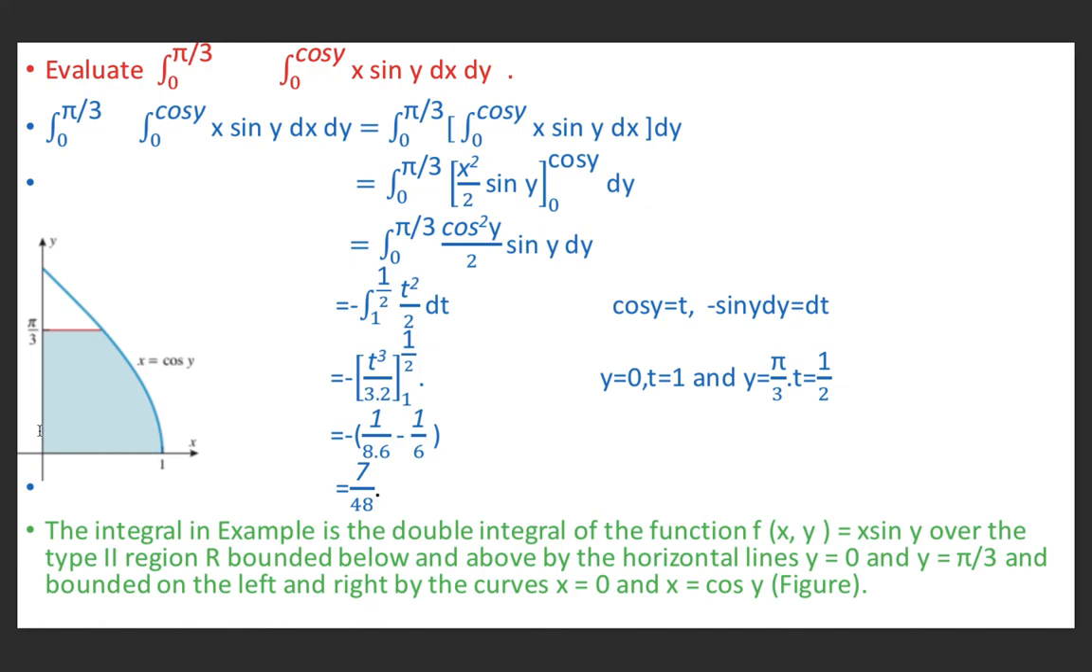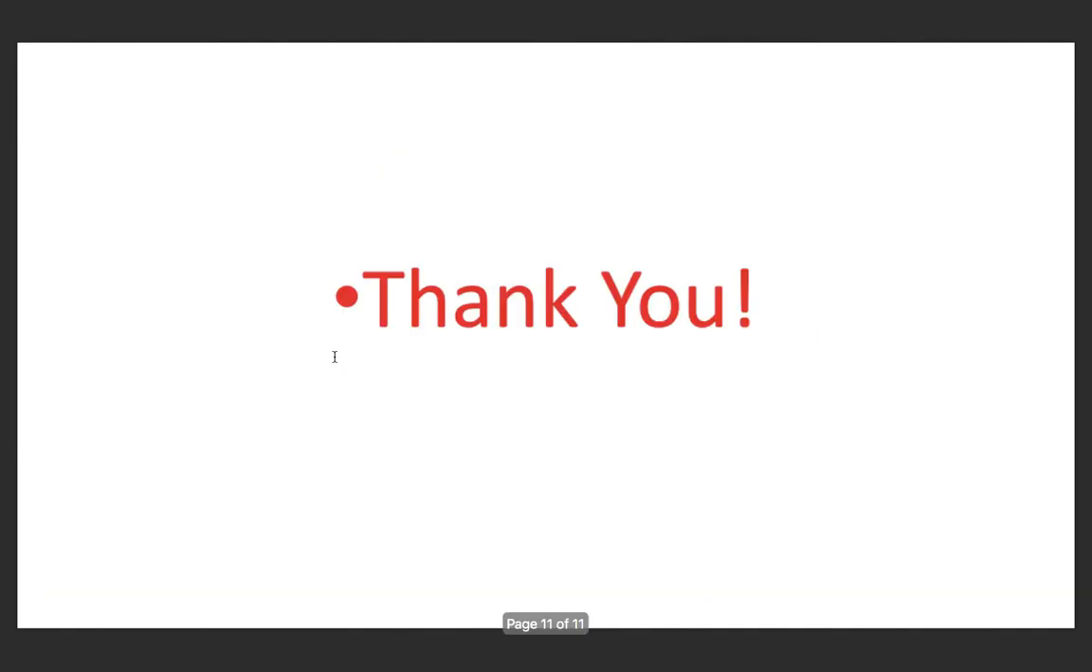So the integral in the example is the double integral of the function f(x,y), which is equal to x sin y over type 2 region, bounded below by horizontal line y equal to 0 and above y equal to pi by 3. And on the left we have the curve x equal to 0. On the right we have the curve x equal to cos y. So this is the integration in the type 2 region. Thank you.